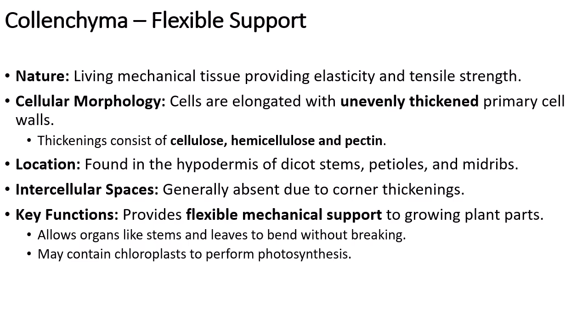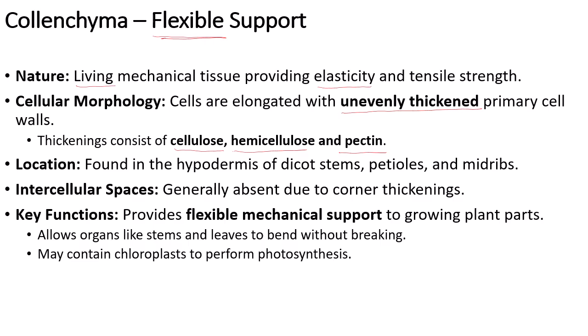Now let us move to the structure of collenchyma. The main function is to give flexibility and support. The cells of collenchyma are living and provide elasticity and tensile strength. Cellular morphology of collenchyma is like there is uneven thickening on the primary cell wall, and thickening, if present, usually is present in the corners, that is made up of cellulose, hemicellulose, and pectin.